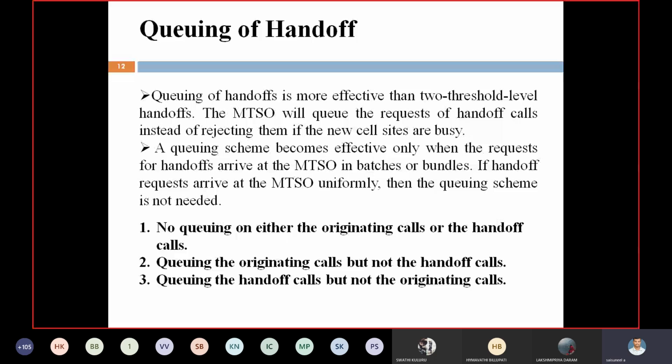Here this is cell A. This is the home cell. This is the new cell. The mobile unit moves from cell site A to cell site B. Both cells have the same frequency.